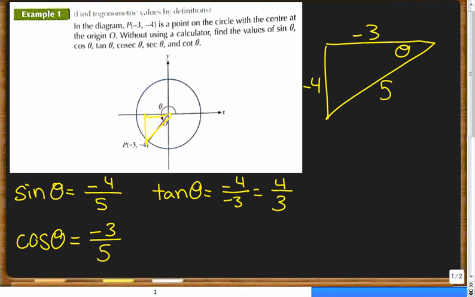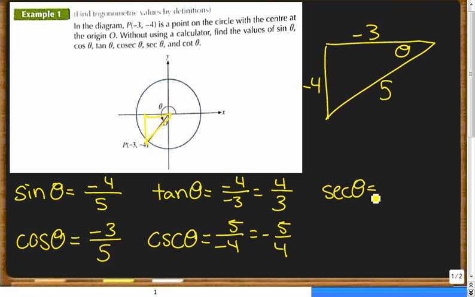Then we have cosecant theta. Cosecant of theta is the reciprocal of sine. So this would be 5 over -4, which you could also write as -5/4. That'd be fine. Then we have secant of theta. That is going to be the reciprocal of cosine, so 5 over -3, or -5/3, same thing. And then lastly, we have cotangent, which is the inverse of tangent. We have that as 4/3, so it's going to be 3/4. So all of these different trig functions can be found if we know the side lengths of our triangle.